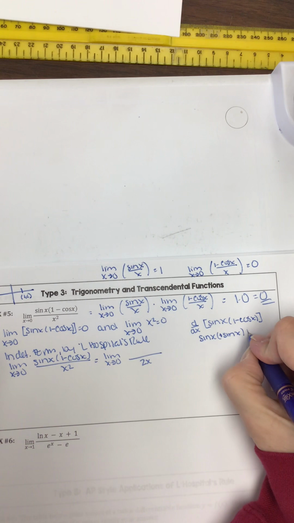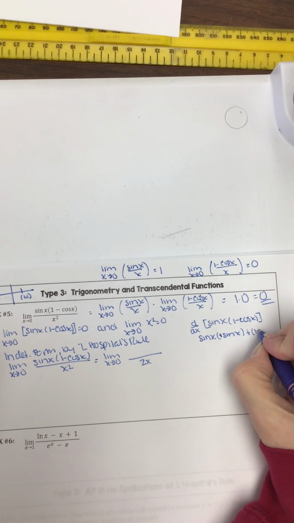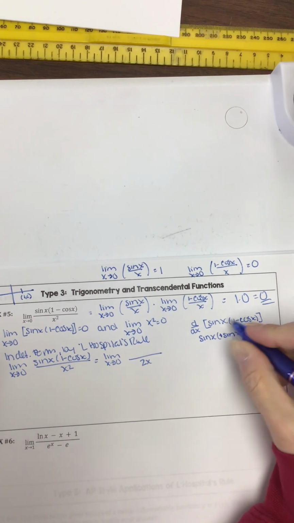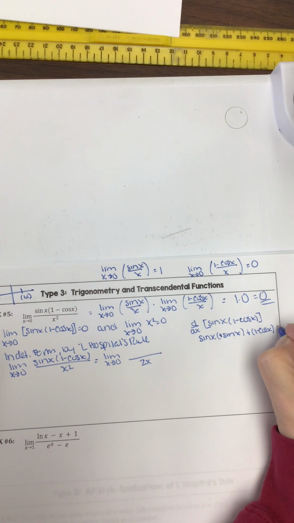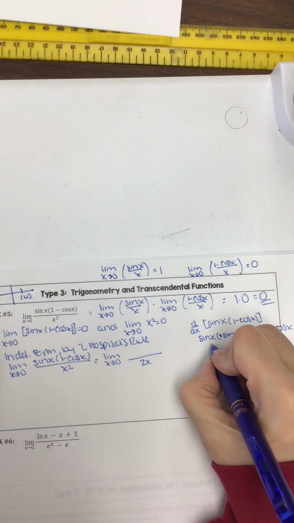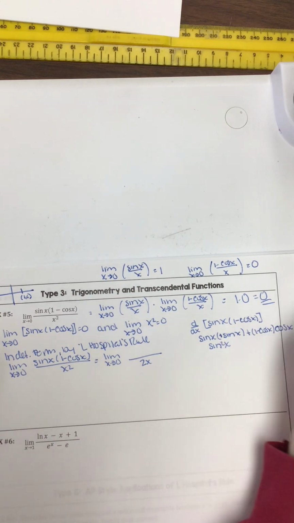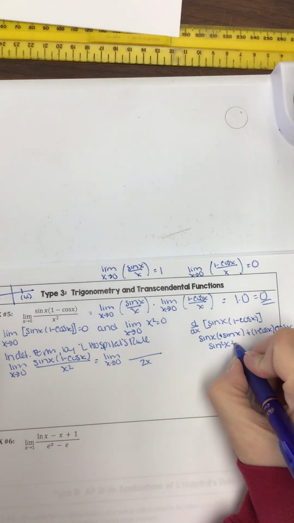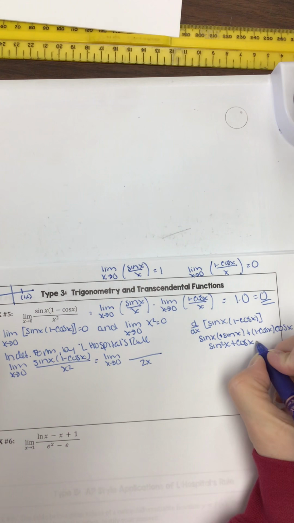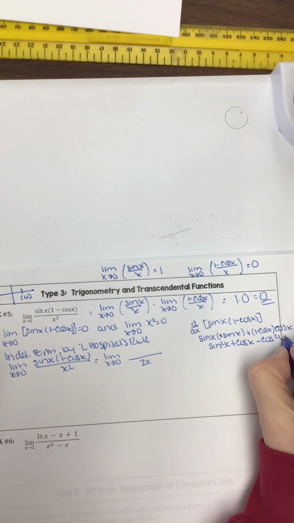All right, plus here we have 1 minus cosine x, and the derivative of sine is cosine x. So we would get what? Sine squared x plus cosine x minus cosine squared x. Fair?